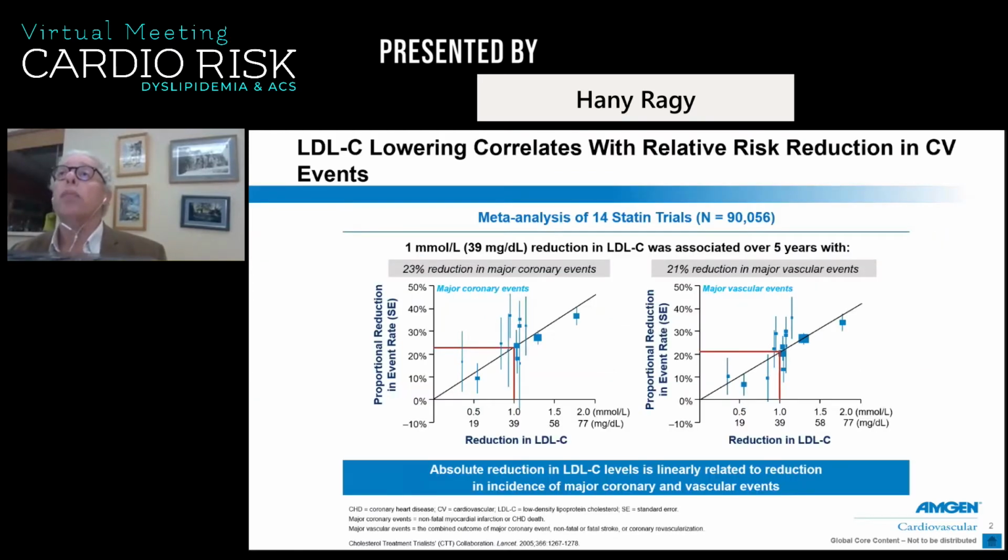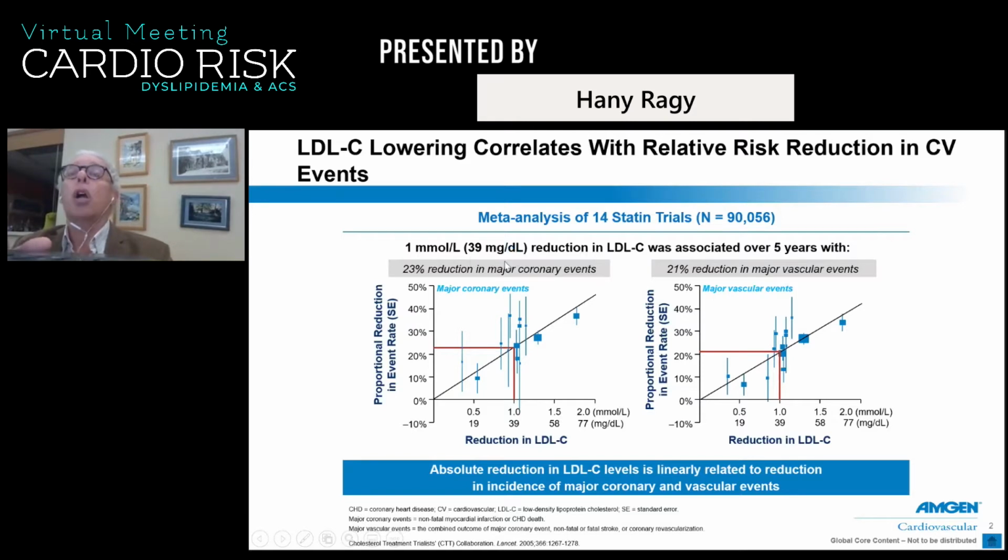The essence of my talk today is reducing risk in people with already existing coronary artery disease, in whom we're not doing very well, which is a shame. And then maybe after we do that, we'll go into the dream of primary prevention. So I would like to say that LDL lowering correlates very well with relative risk reduction in cardiovascular events.